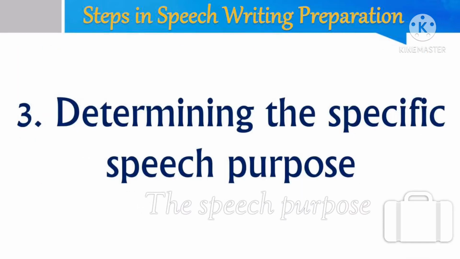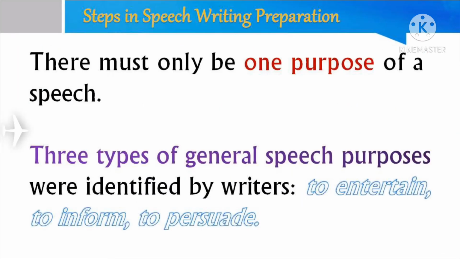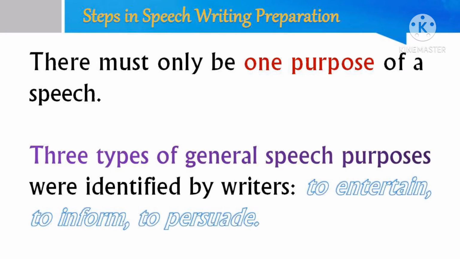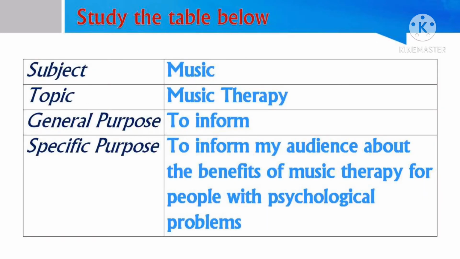Third, determining the specific speech purpose. There must only be one purpose of a speech. Three types of general speech purposes were identified by writers: to entertain, to inform, and to persuade. Let us try to study the table below. The subject is music. The topic is about music therapy. The general purpose is to inform, and its specific purpose is to inform my audience about the benefits of music therapy for people with psychological problems.